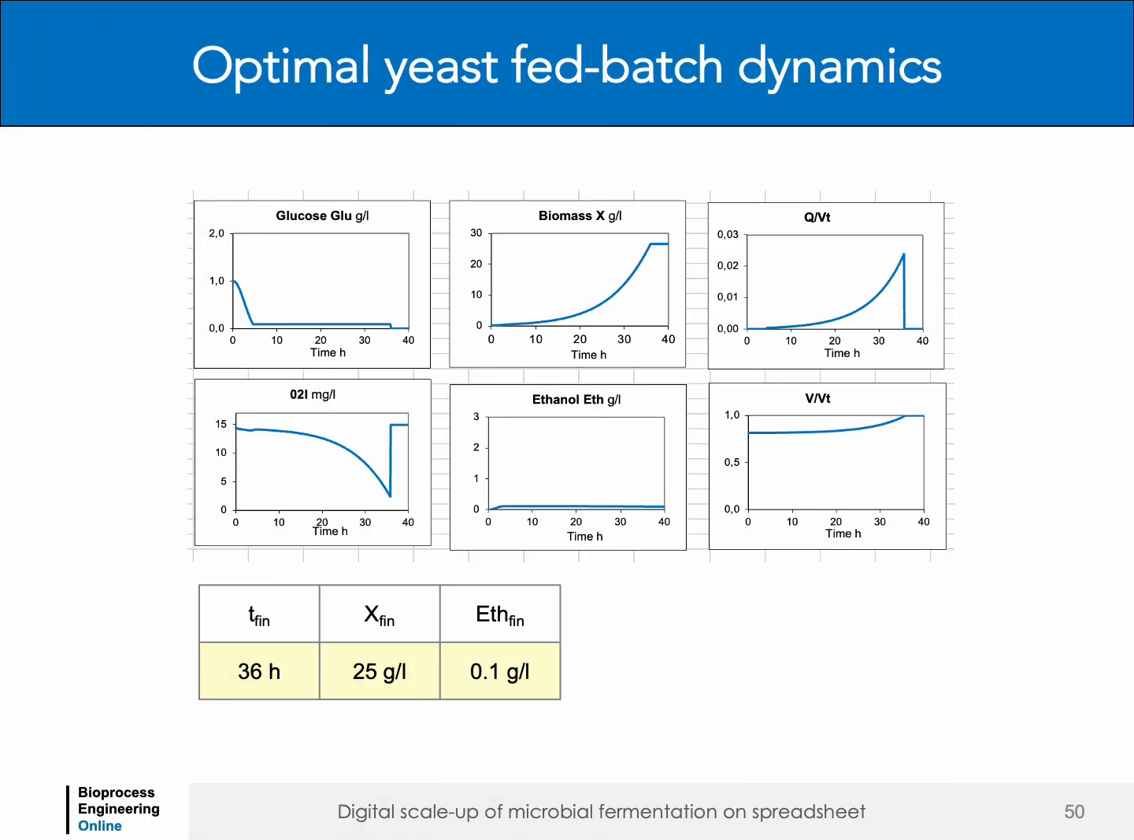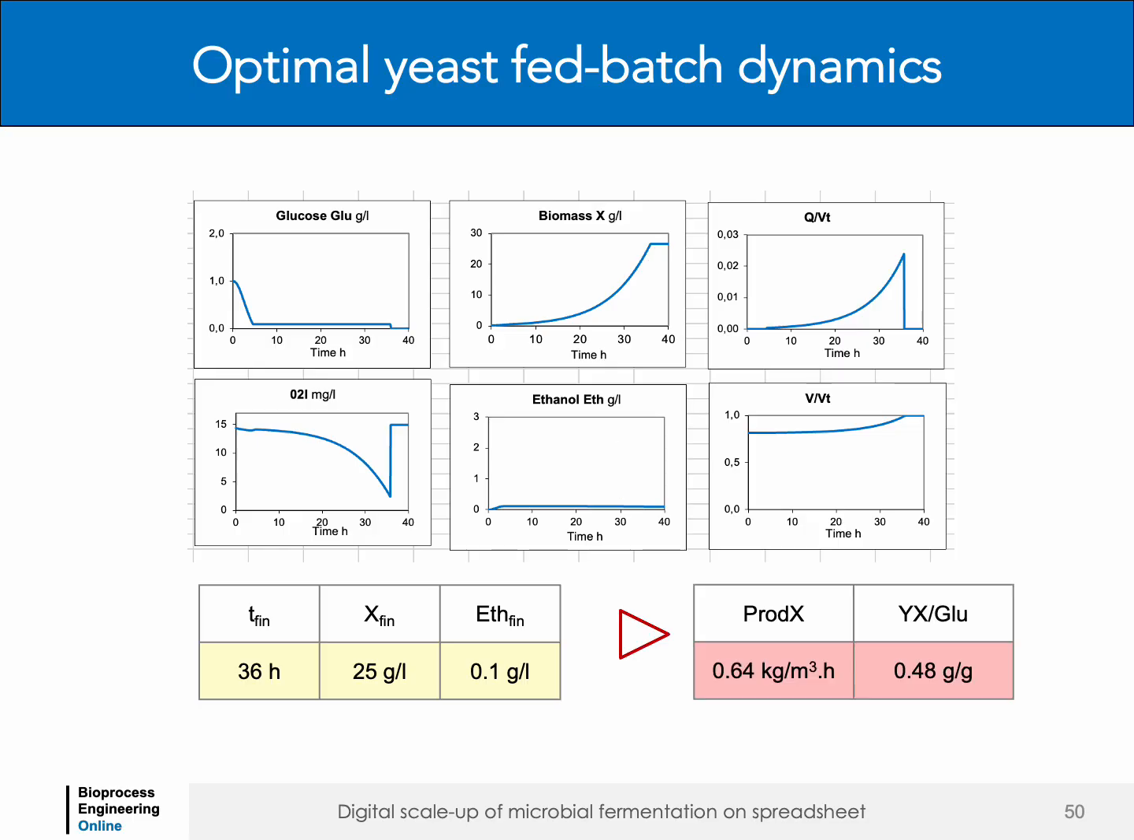Under these optimal operating conditions, the yeast fed batch fermentation exhibits the following dynamic behavior and final process characteristics. After a short initial batch phase, the glucose concentration is maintained at a constant value around 0.1 grams per liter. A final fermentation time of approximately 36 hours is achieved, corresponding to the point at which the fermenter becomes completely filled, while the dissolved oxygen concentration simultaneously reaches its minimum allowable value. There is an exponential increase in biomass concentration, ultimately reaching approximately 25 grams per liter, and negligible ethanol production.